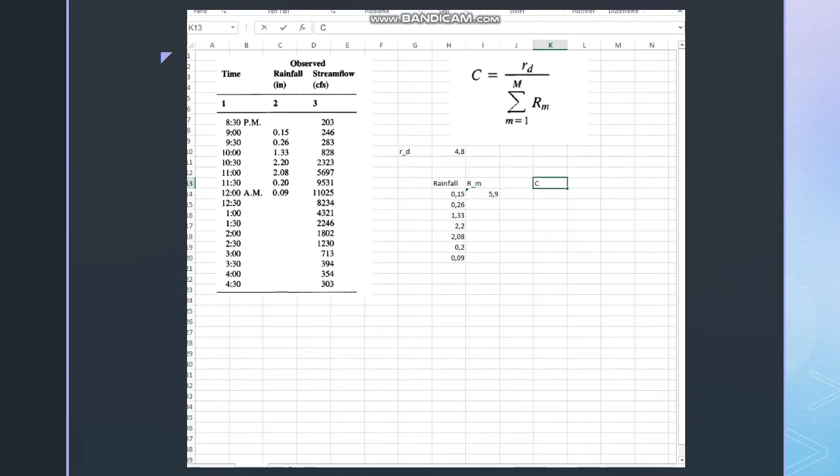So C, which is our runoff coefficient, is equal to RD over 5.9, which is 0.813599. That is our runoff coefficient. So it's very easy to calculate.